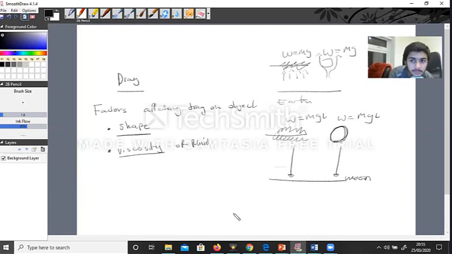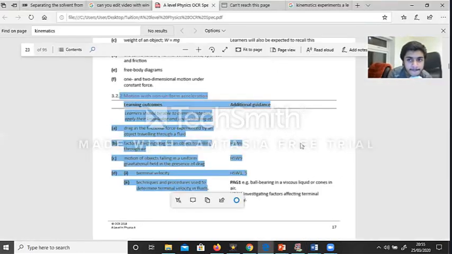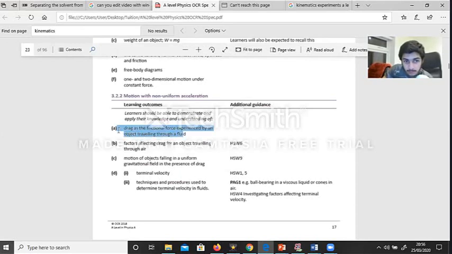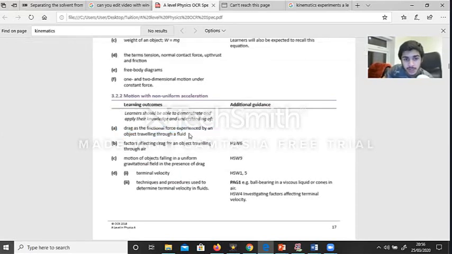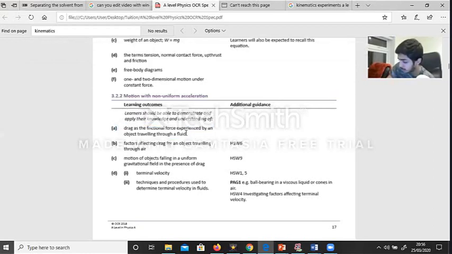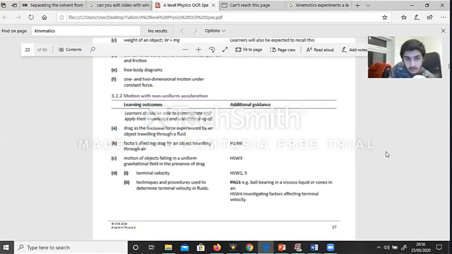So now we're going to go back and look at your OCR specification. Can you see it? Look at the first point it makes. Drag is a frictional force experienced by an object falling through a fluid. I want you to write this down as a note. Drag is the frictional force experienced by an object falling through a fluid. That's what drag is. Can you see it? Good. Shall I make it bigger or can you see it okay? No, I can see it. Okay.